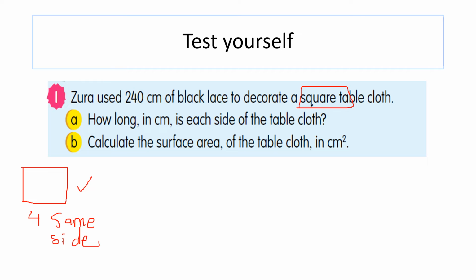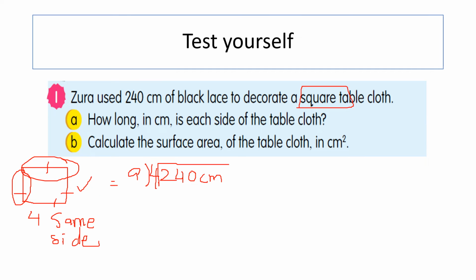So how are we going to know each side of the tablecloth? What is the length of this side? So for A, you just have to take 240 centimeter and divide by 4. Why do you divide by 4? Because a square has 4 same sides. 1, 2, 3, 4. So how much is each one? So you divide by 4 and you get 60 centimeter. So the answer for A is 60 cm.